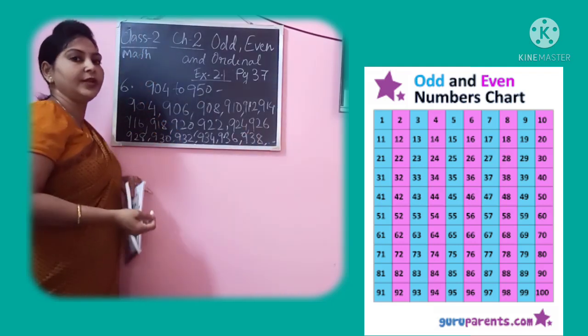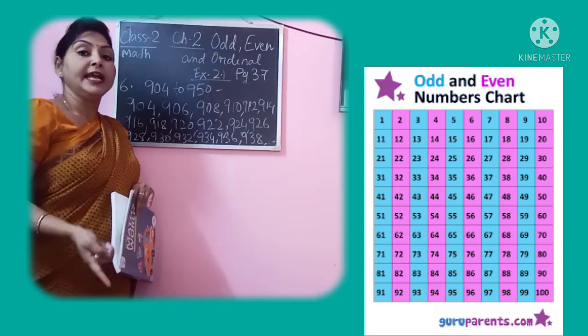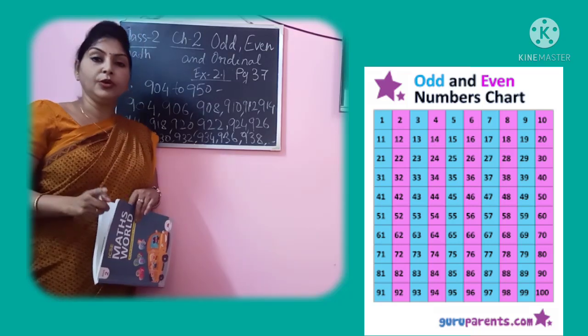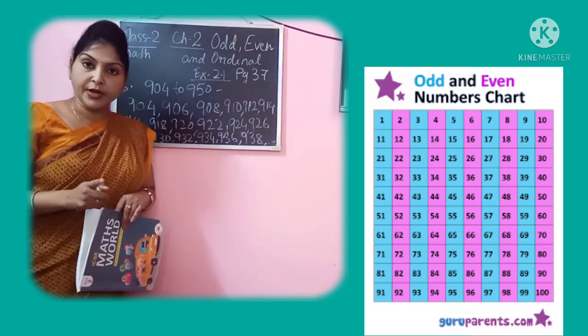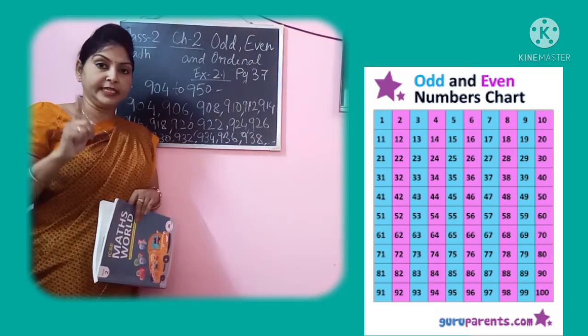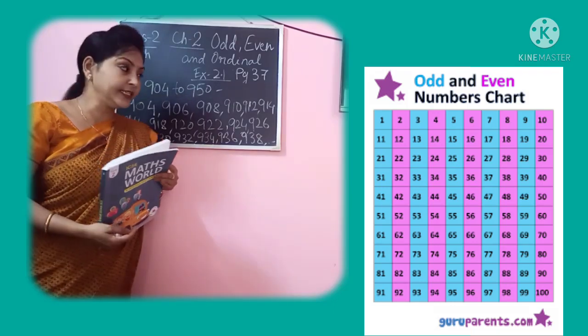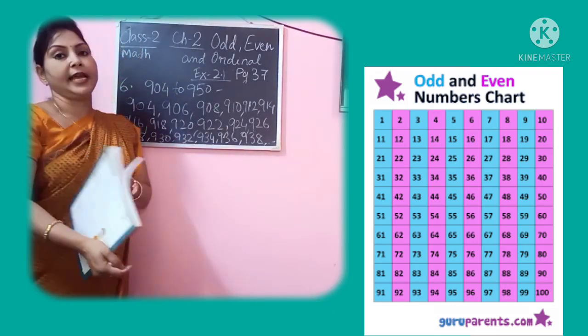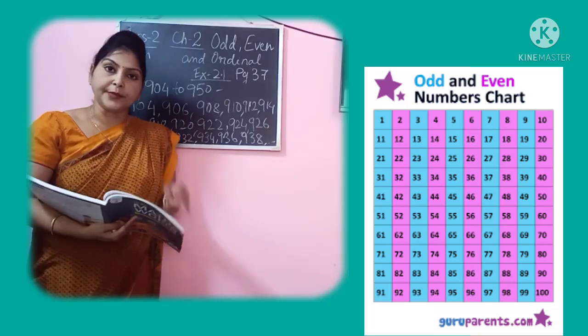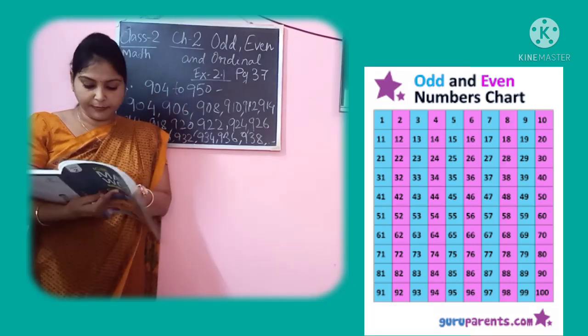After this you will have 940, 942, 944, 946, 948, and the last one is 950. Like that you will do number 7 also.